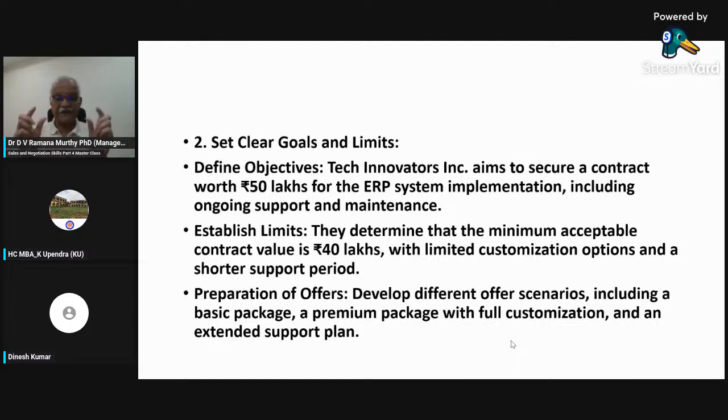And it can be a big amount. 10 lakhs is a big amount, but of course we do not know how it is like that. So you may say that it's 40 lakhs, with limited customization options and a shorter support period.